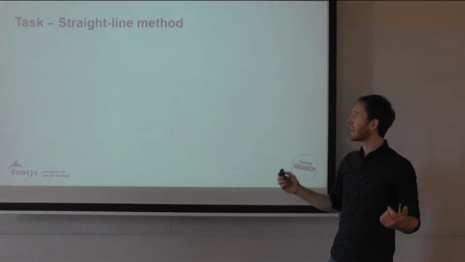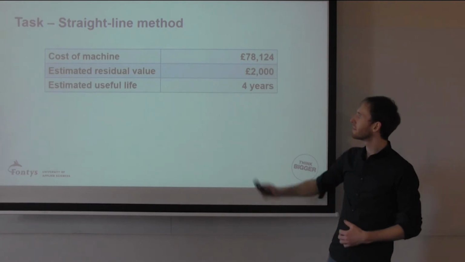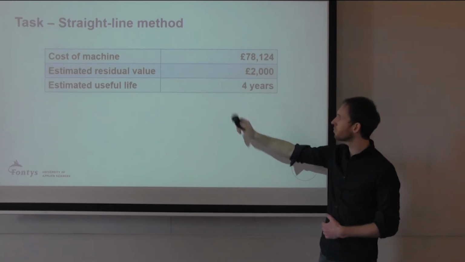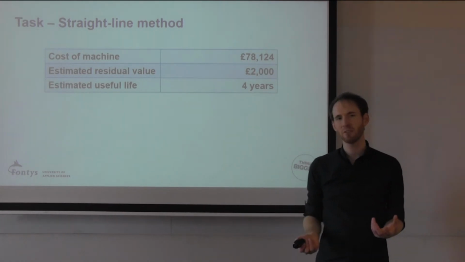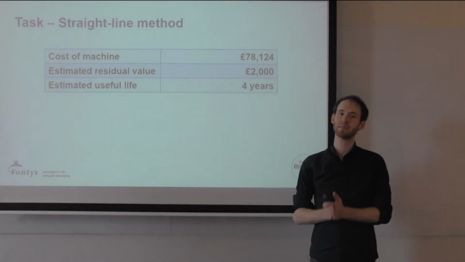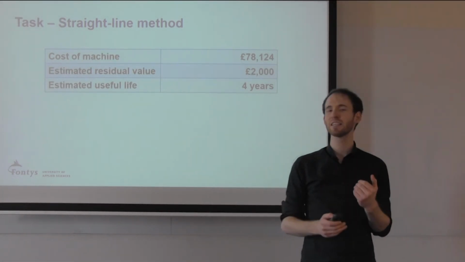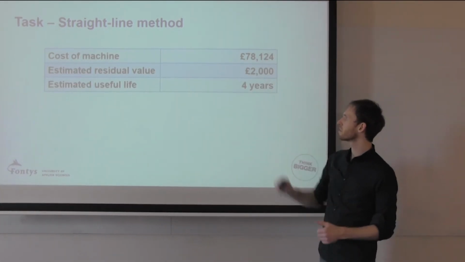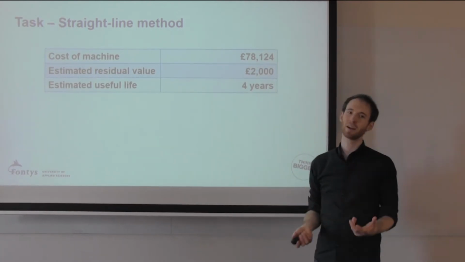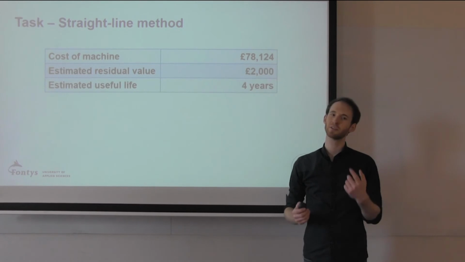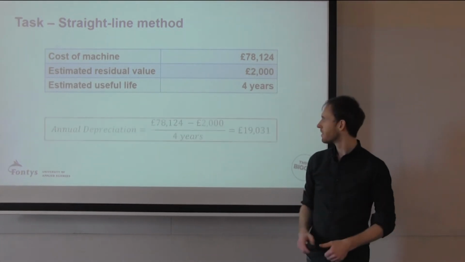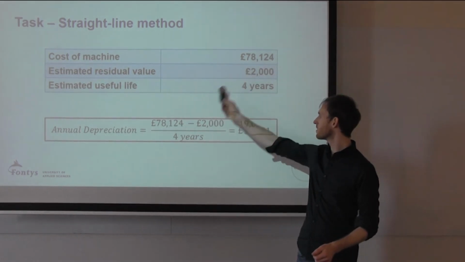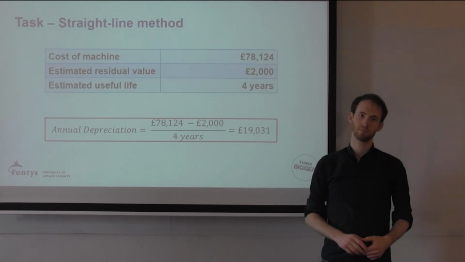So let's take an example of the straight line method. Let's say we have a cost of machine 78,124. The residual value, of course, is an estimated amount because you can't really know what the exact amount is, but there are certain tables that help you with that, and also you can estimate how much it might be worth. 2,000 residual value and 4 years useful life estimated, and now the question is, what is the yearly depreciation? So put it in a formula and try to come up with the solution yourself. Well, when we calculate it, it's 78,124 minus 2,000 divided by 4, which is 19,031.